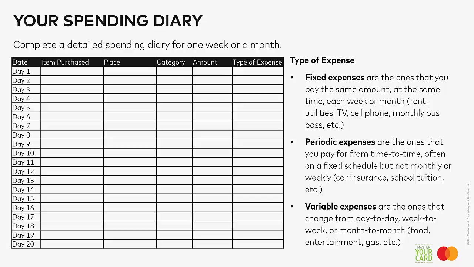Periodic expenses, the ones that you pay from time to time, but not on a monthly or weekly schedule. Things like tuitions or memberships. Variable expenses are the ones that change from day to day or week to week. For example, going out with your friends on a last-minute whim.